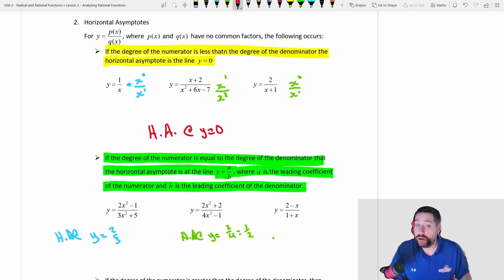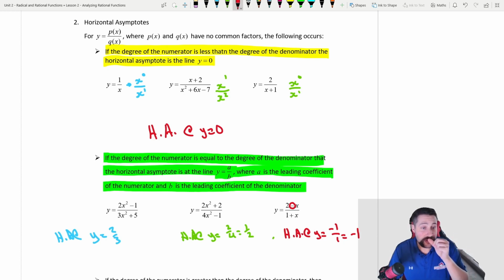Well, again, it's x over x, but remember, this negative affects the coefficient in front. So it's going to be a horizontal asymptote at y is equal to negative 1 over 1, which is negative 1. So again, if the degrees are the same, just look at the coefficients in front of your numerator and denominator, and that will be where your horizontal asymptote will be.